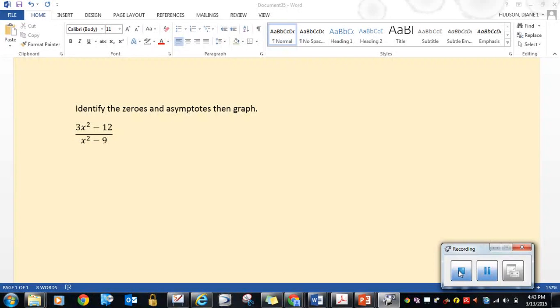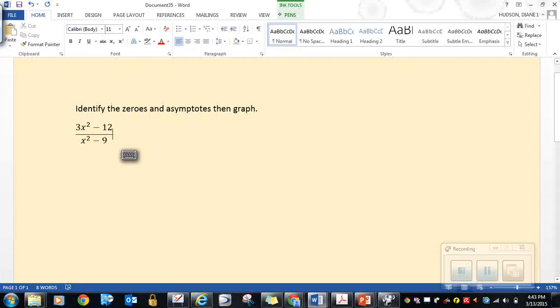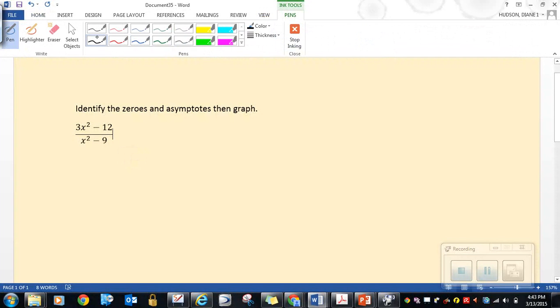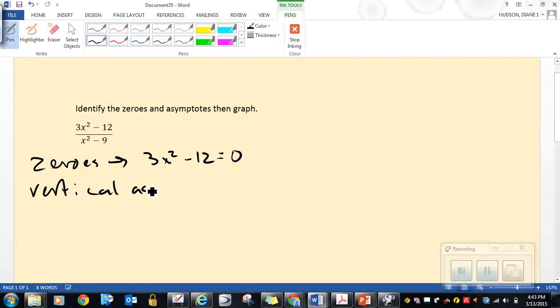When you're asked to identify the zeros and the asymptotes and then graph, sometimes you also have to check for horizontal asymptotes. So we're going to have three things we're looking for here. We're going to have zeros, and that's when 3x squared minus 12 equals 0. We're going to have the vertical asymptote, and that's when the denominator, or x squared minus 9, equals 0.